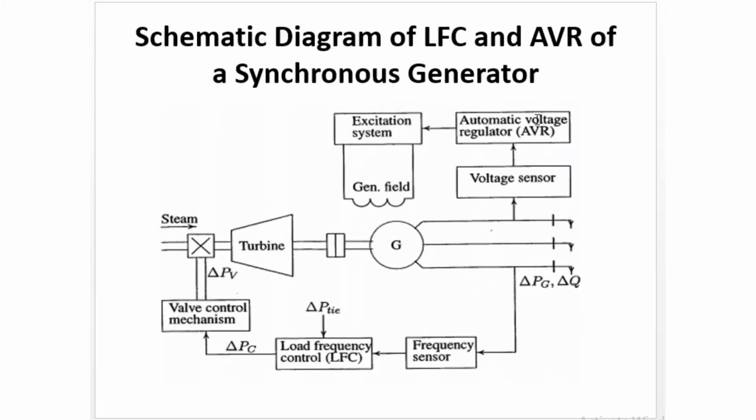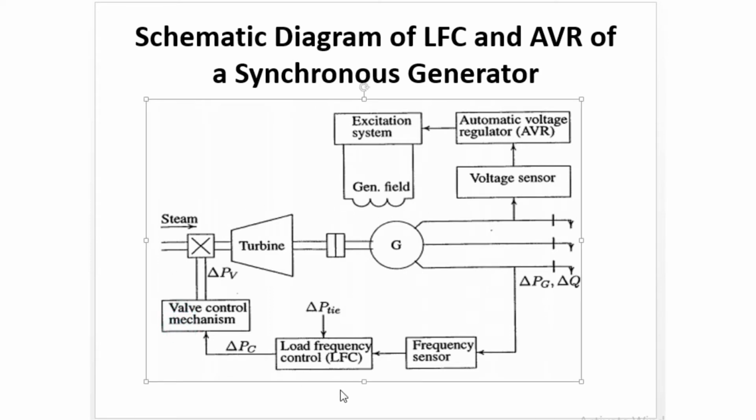So students, you can see here the schematic diagram of LFC and a synchronous generator. This upper part is the AVR, that is automatic voltage regulator, and this lower part represents the LFC loop. In this lab we will discuss the AVR loop in detail, and in the upcoming lab we will discuss the LFC, tie line power and automatic generation control in power generation system.